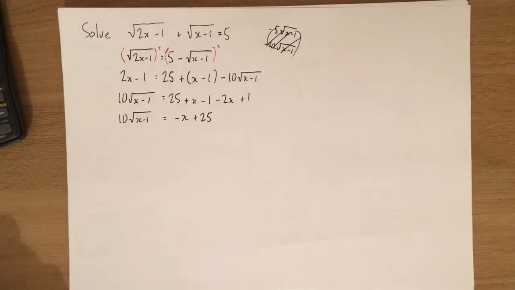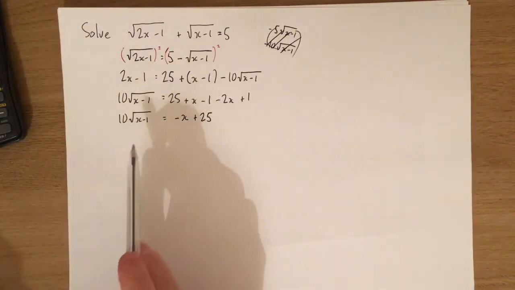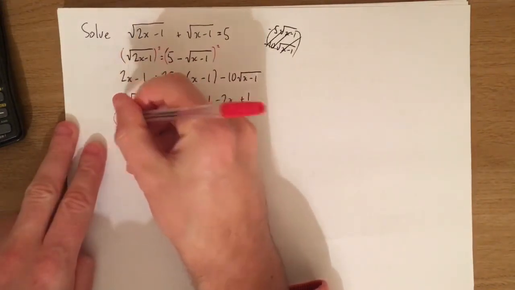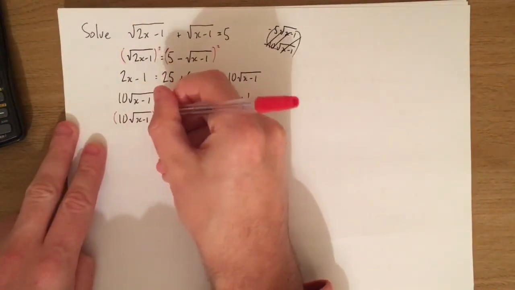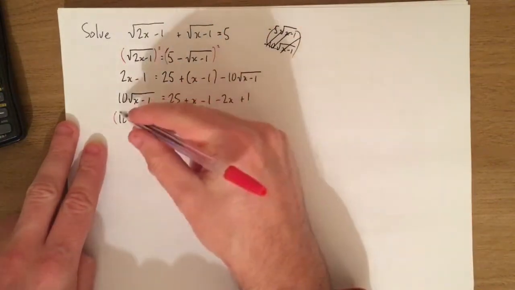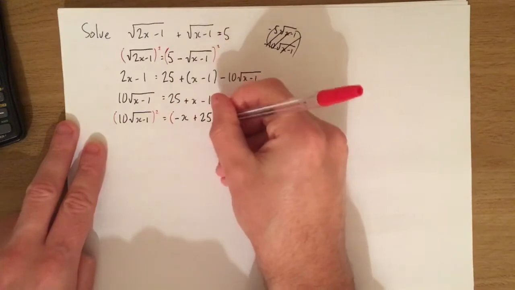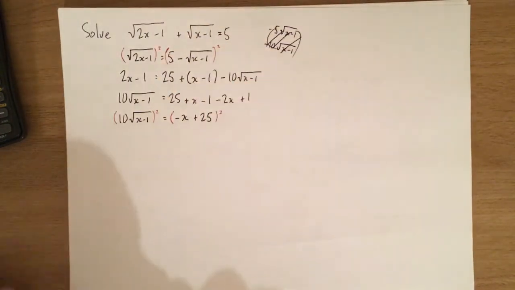Now, you can leave the 10 there in front of the square root when you square it. That's fine. You don't need to bring it over and deal with fractions. So I'm going to square that left hand side to get rid of that root, and that means I'm going to square the entire right hand side as well.